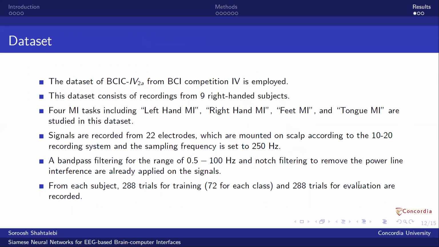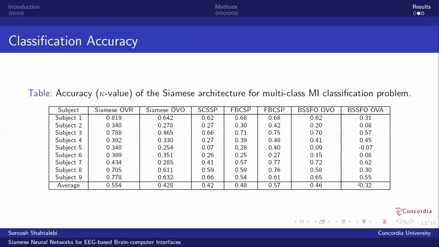The data set that we have used is from BCI competition 4, 2A. It has 4 classes: left-hand MI, right-hand MI, feet MI, and tongue MI. And 22 electrodes are used. The sampling frequency is 250 Hertz. And we have 72 epochs for each class.